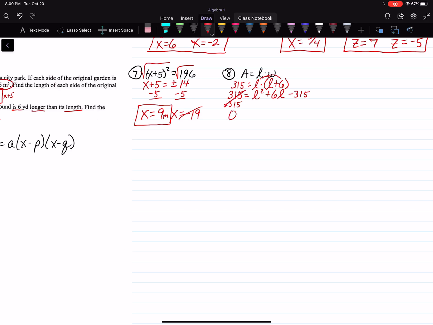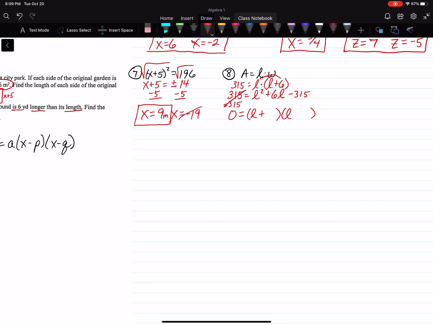Those will cancel, and I'm left with 0 equals, and I can factor this length and length, or you can do the quadratic formula, or you can do completing the square, or you can do factoring. Or you can graph it. It does not matter. It doesn't say what to do, so we can do anything. I'm going to factor it because that tends to be a little quicker. We just got to figure out what are the factors of 315 that add up to 6. So let me just try 15. Oh, I was lucky. 15 and 21.